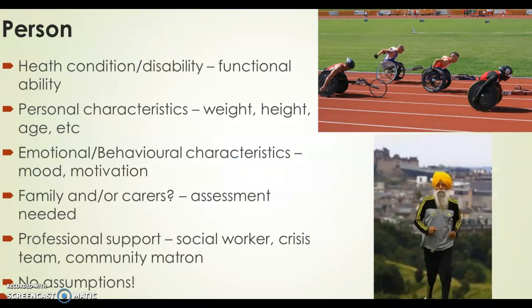So the person: think about the health condition, the disability, and their functional ability. Think about the personal characteristics as well, so the weight, the height, their age. Think about any emotional or behavioural characteristics, thinking about mood and motivation. Think about family or carers and their support network, and include this in the assessment if needed. What professional support have they got? So what other health professionals are involved? Is there a social worker, crisis team, physio, speech therapist, district nurse, community matron?